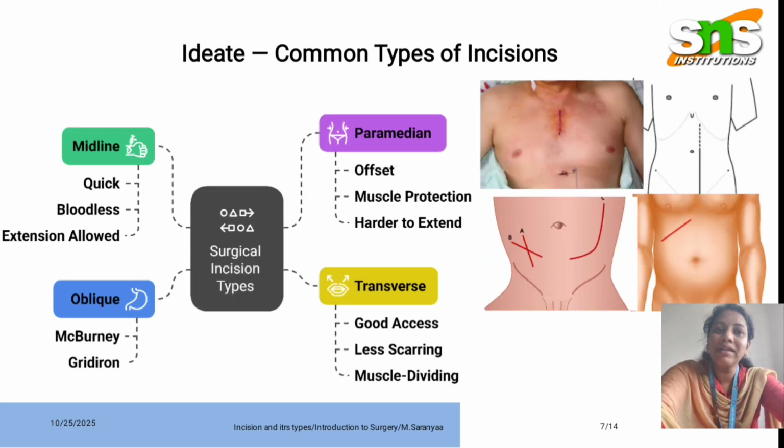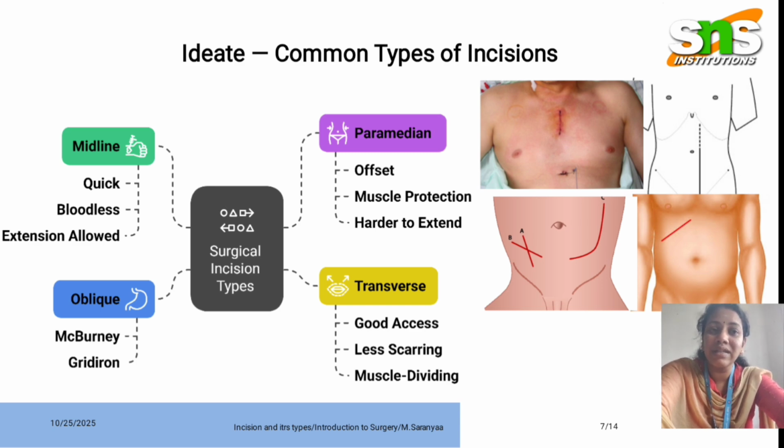What are the common types of incisions we know? We know the midline incision, paramedian incision, oblique incision and transverse incision. In this image, the first is a midline incision in the neck region, the one adjacent to the umbilical region is called a paramedian incision, and you have a McBurney incision shown as a cross symbol on the image. You also have another incision called Kocher's incision or a subcostal incision in the last image.